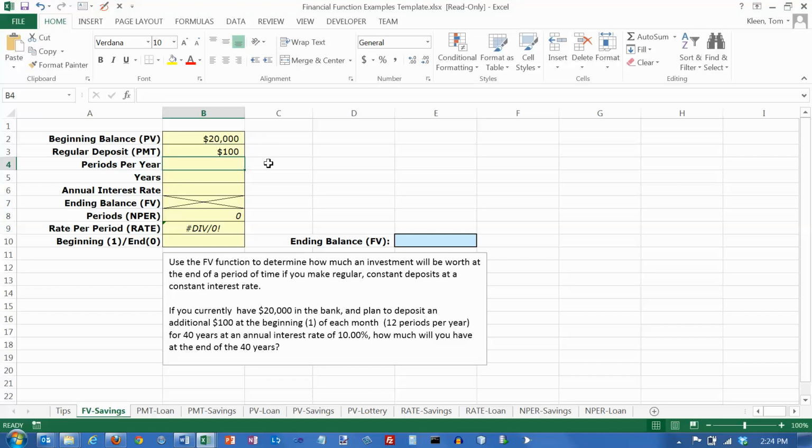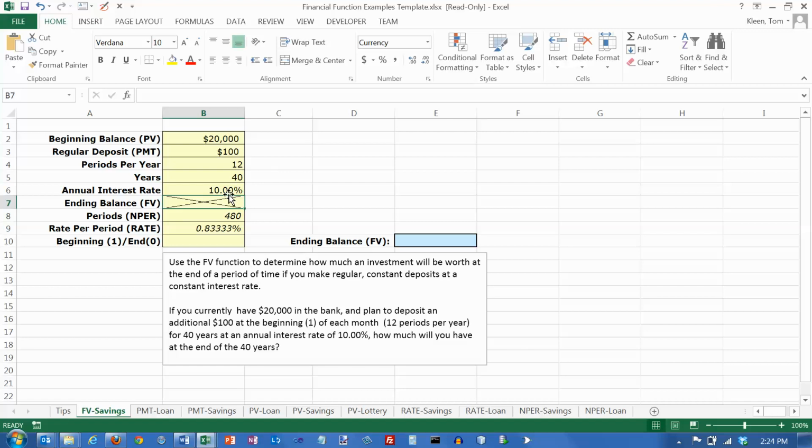Interest, it doesn't actually say this here, but the assumption is that interest is compounded once every period. And since we're making deposits every month, there will be 12 periods per year, 12 compounding periods. It's going to be 40 years. And the annual interest rate is 10%.